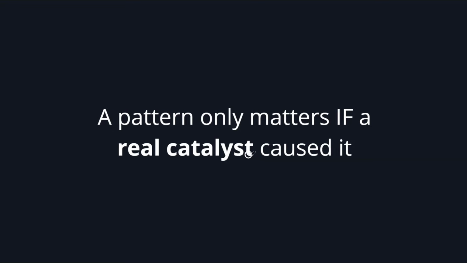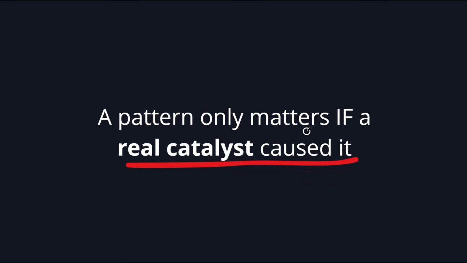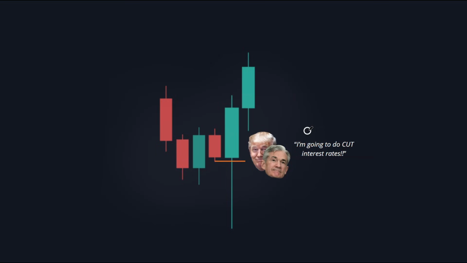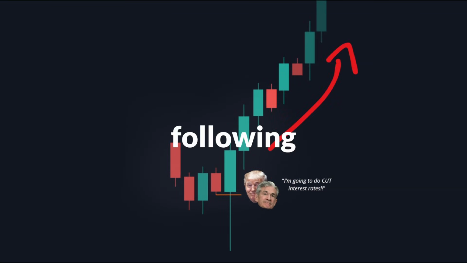behind it. Let me say that again. A candlestick pattern only matters if a real catalyst caused it. Okay, if there's a real reason that justifies the formation of that candlestick. If behind the pattern that we see on the chart there actually is a catalyst, a real reason for this pattern to be formed, a reason why the collective had a reason to buy or sell in order to create this setup, then the pattern that we're seeing is a signal actually worth paying attention to. Are you following me so far?